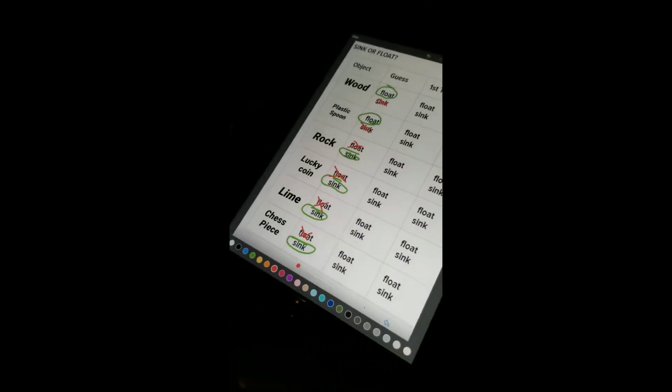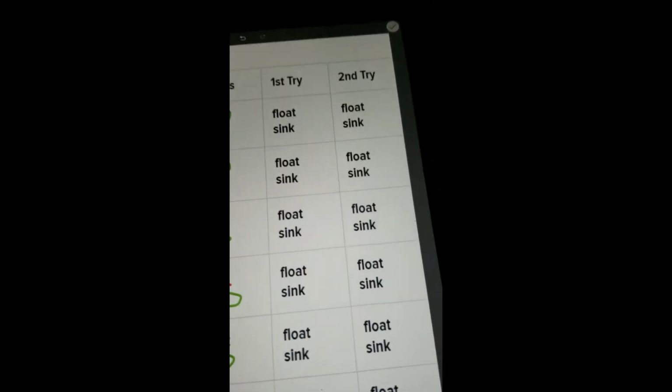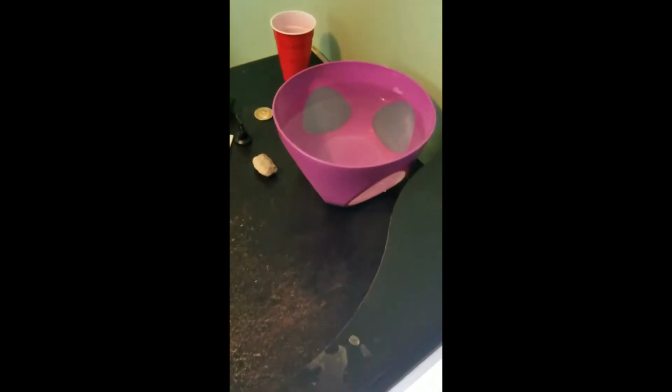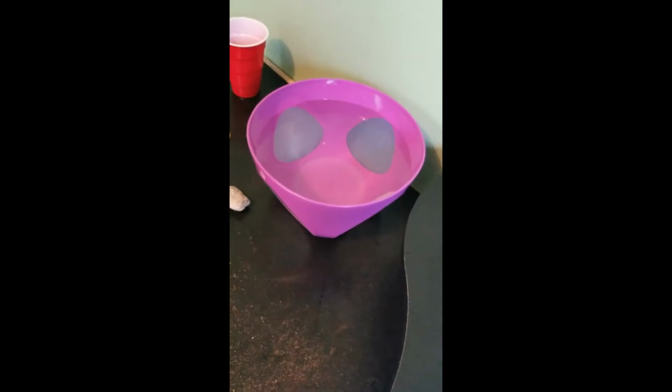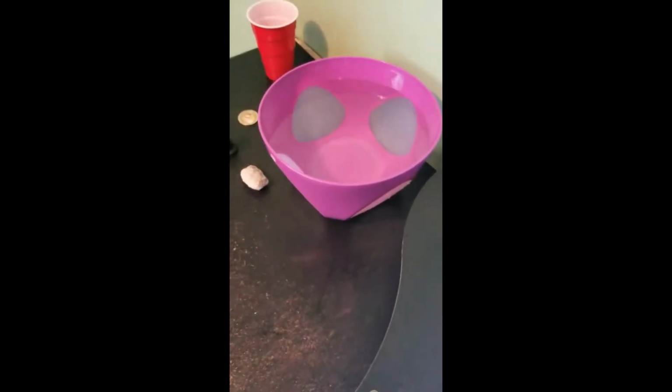All right, so Jordan has his sheet filled out. Are we ready to test this, Jordan? Yes. All right, so for the sake of this video, we're going to do it two times each. We're going to do it in order, starting with wood. Jordan, what was your prediction? What's going to happen when you toss in the wood? I guess the wood is going to float. You think the wood is going to float? Let's test it out.